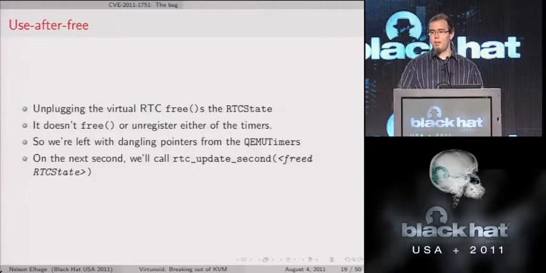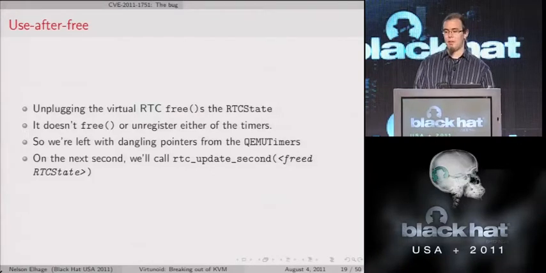But if I unplug the virtual real-time clock, that frees the memory backing the real-time clock, but its destructor doesn't clean up any of the timers that it uses. And so we're left with this timer that says, in 1 second, call a function on that real-time clock object. But that real-time clock object doesn't exist anymore, and so we have a classic use after free. Within a second, at the next second boundary, we're going to call this RTC update second, which updates the real-time clock, on a freed object. And as you can tell, probably nothing good happens.